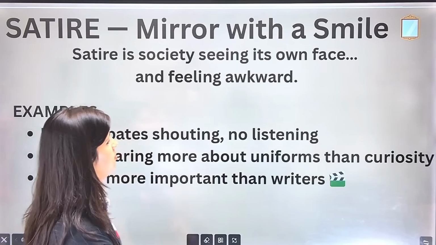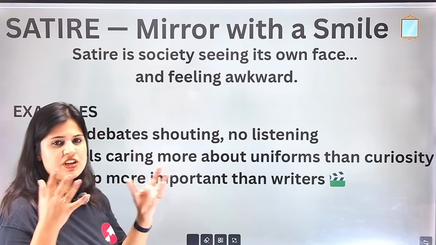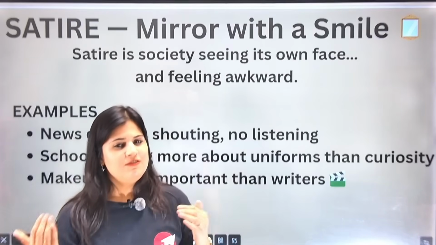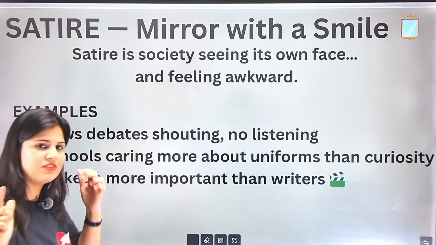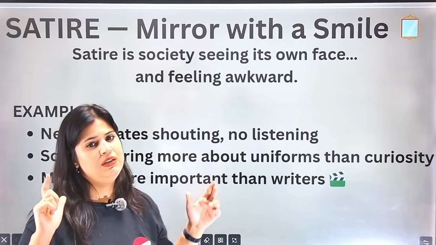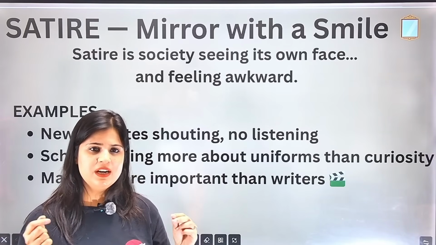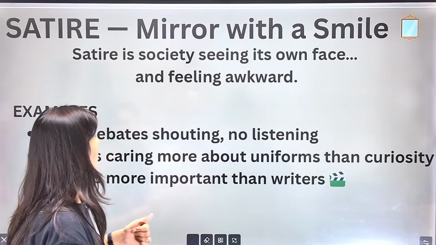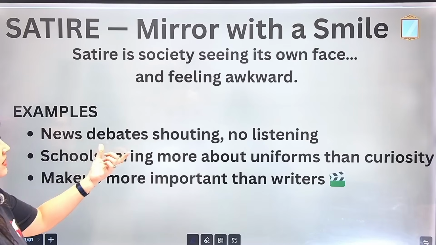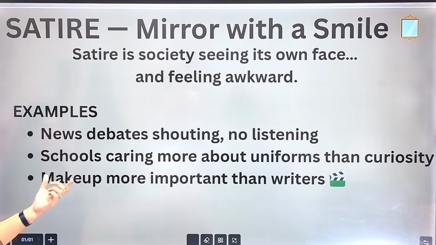But in satire there is one thing: you want a change of system, right? So you are making fun of the system in order to see a change in it. So that is a positive thing which is not there in sarcasm. Sarcasm is individual and also it does not have any hope of change as such. So examples: news, debate, shouting, and no one listening.